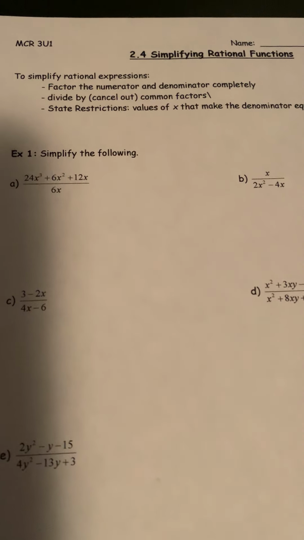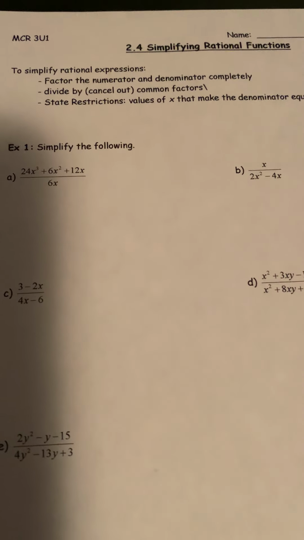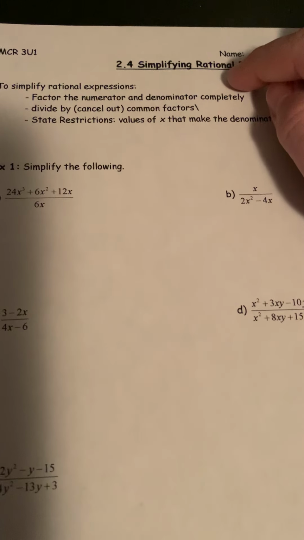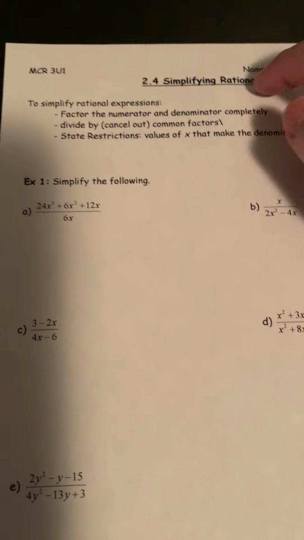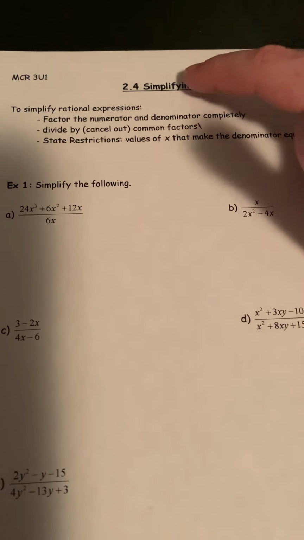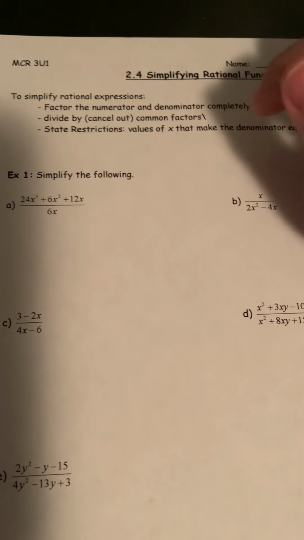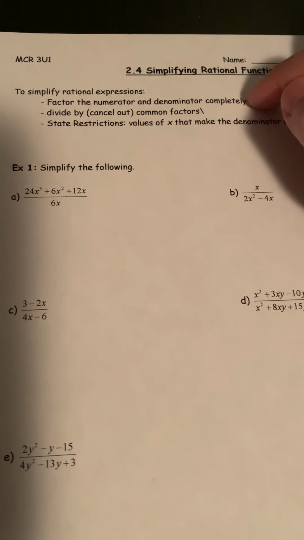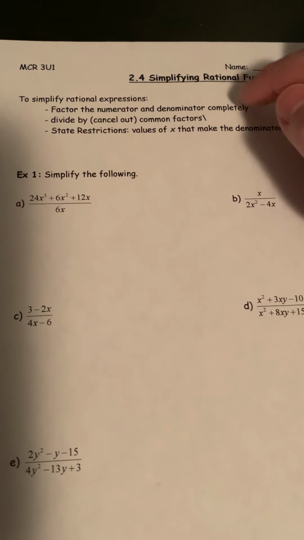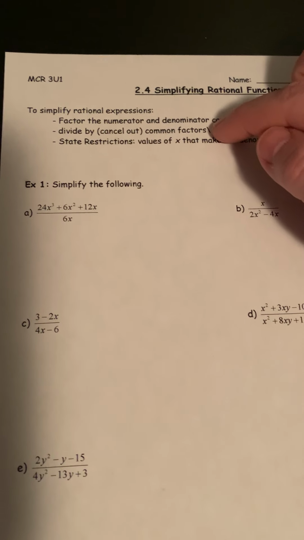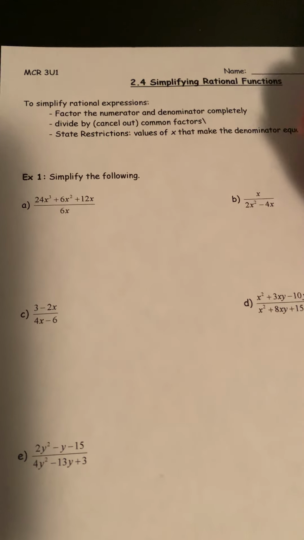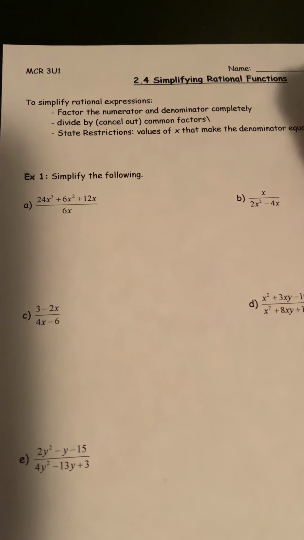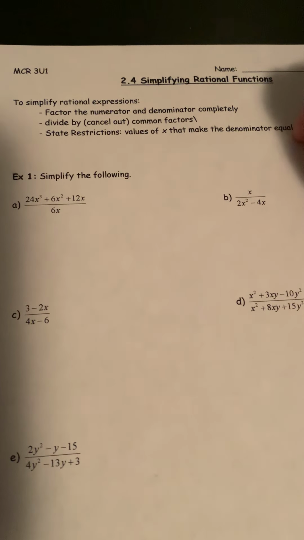Hey everybody. So 2.4 is simplifying rational functions. So rational meaning fractions. Okay, we're simplifying fractions. A couple steps here. So what we're gonna do is factor the numerator and denominator completely. Then we're gonna cancel out common factors. And then we also have to state restrictions, so values that make the denominator equal to zero.